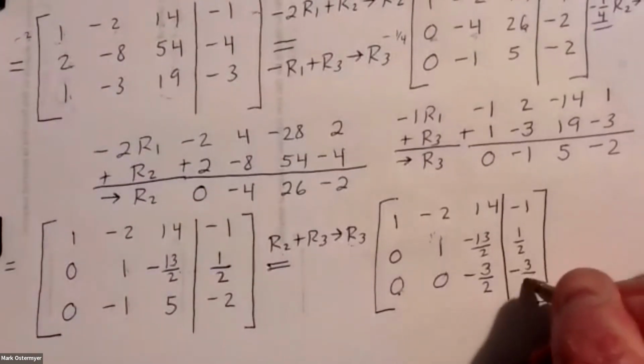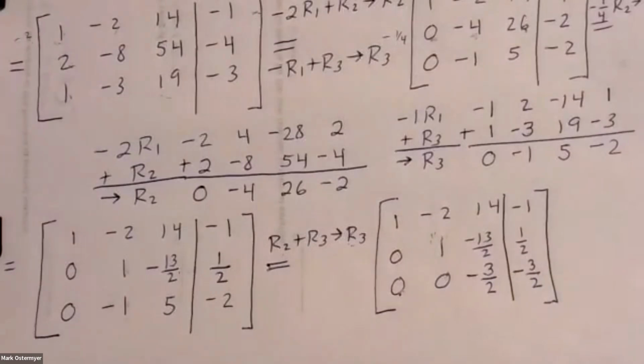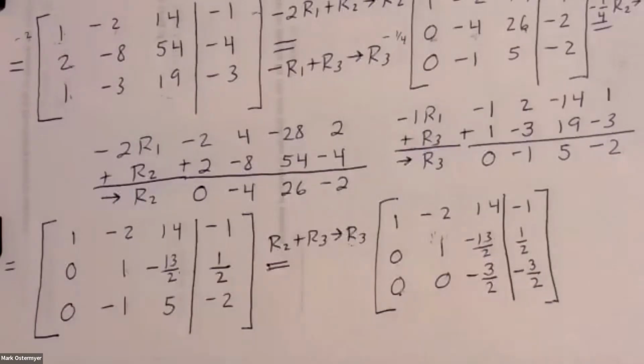Negative 3 halves. Ladies and gentlemen, our matrix now looks like this. We're getting closer to row echelon form. There's just one more thing we have to do, and this will be in row echelon form. What is that one more thing? Plug everything back in? Well, we're not ready for back substituting. No, there's just one more elementary row operation. One more entry has to be tweaked for this to be in row echelon form.